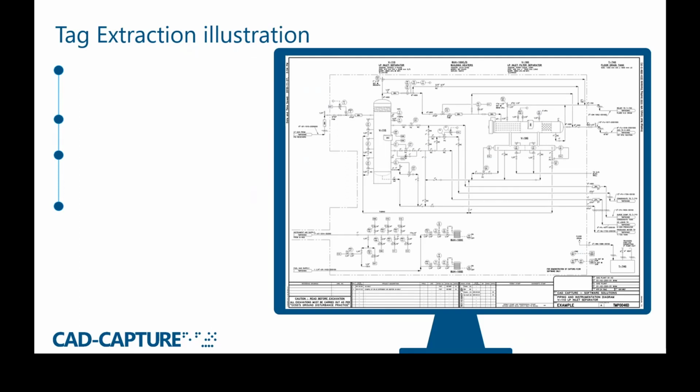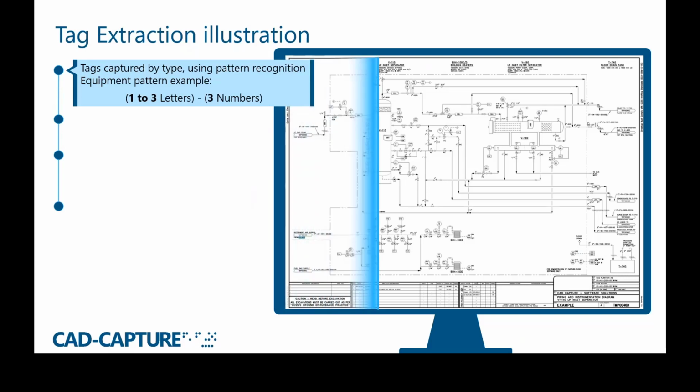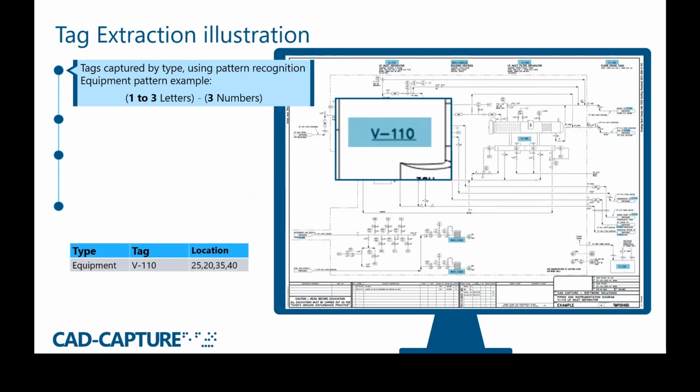In terms of the illustration of how the tag extraction works, we'll start off here. We've identified a tag, in this instance, a piece of equipment, a vessel, and the pattern is 1 to 3 letters and 3 numbers. So you've got V-110. That's been identified and it's been added to this table of the database where we've identified the type, the tag itself, and the location on the drawing.